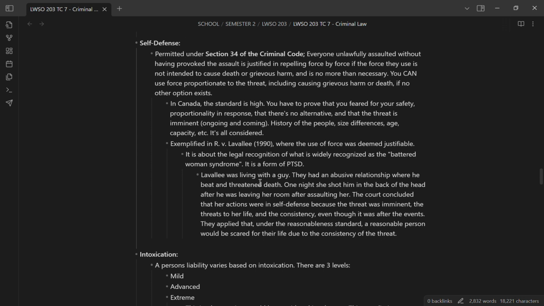And one night, he was assaulting her, and he finished assaulting her, and he was walking away after finishing assaulting her, and she shot him in the back of the head. The court concluded that her actions were in self-defense because the threat was imminent, meaning the threats to her life and the consistency at which they were made justified her response, even though it was after the event took place.